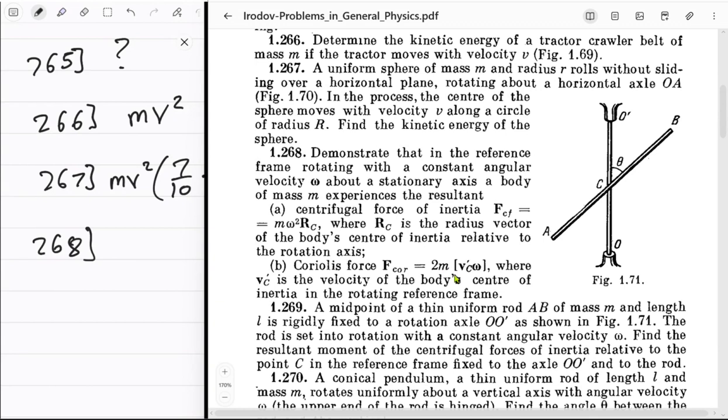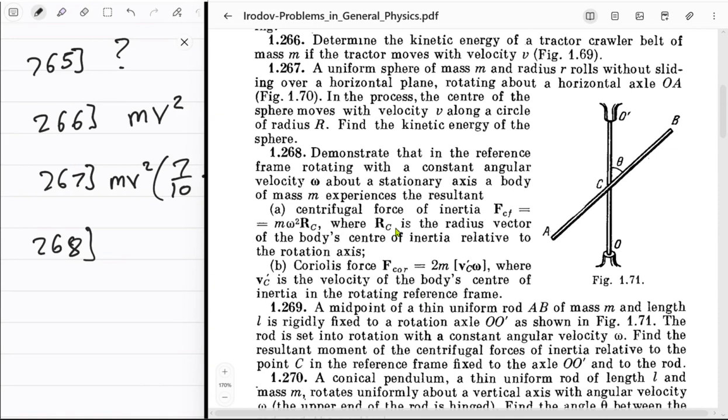I've already done that. What's the big deal about it? Where v is the velocity. I already made videos on this thing, you know, pseudo forces and rotating reference frames. I've made videos on that. Go watch them. You'll understand what this is. Where omega c is the velocity of the body's center of inertia in the rotating reference frame.